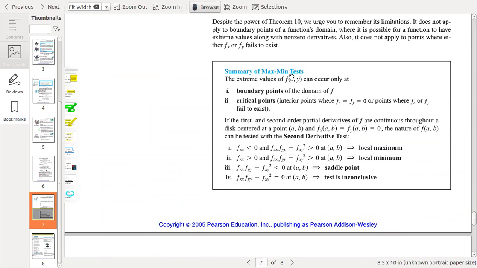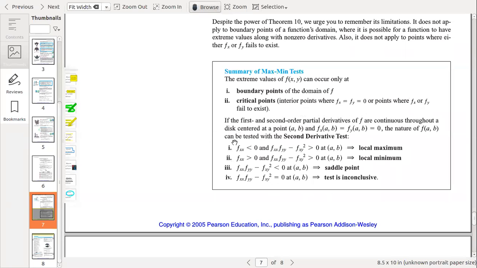The extreme values of f(x, y) can occur only at boundary points of the domain of f, critical points where partial f over x and partial f over y both equal 0, and points where partial f over x or partial f over y fail to exist. So this is easy to remember.